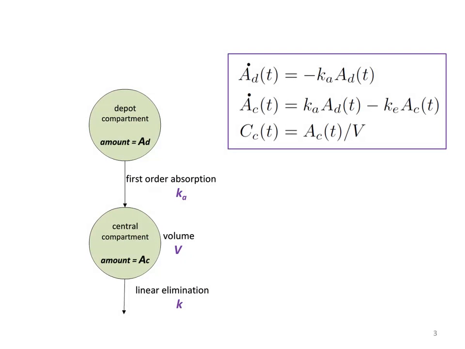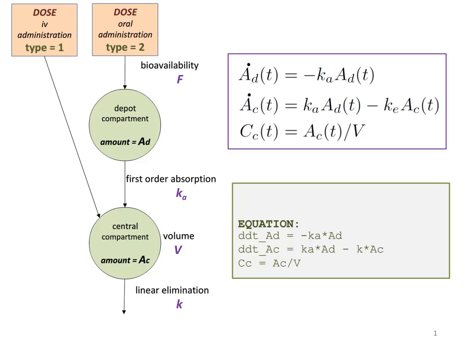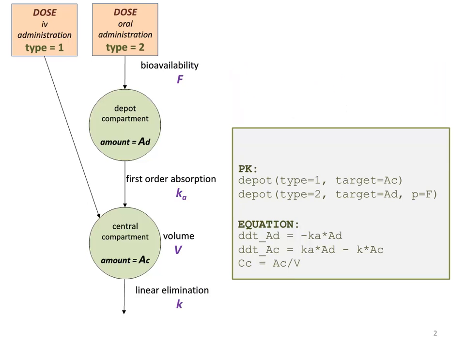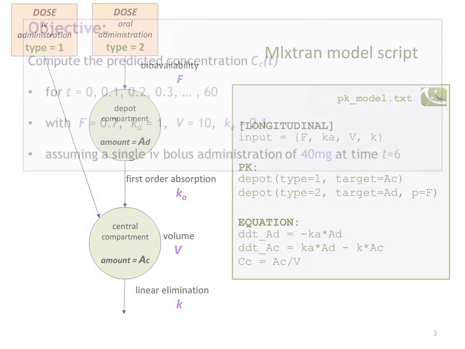The mathematical representation of this model is a system of two ordinary differential equations. We will use MlxTran for implementing this model. The system of equations is implemented in a block equation. Doses can be administered orally and intravenously in this system. A block PK is added to the model. The model can now be used for different tasks, including simulation.